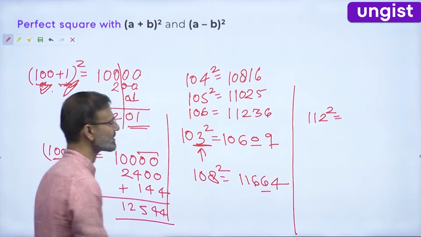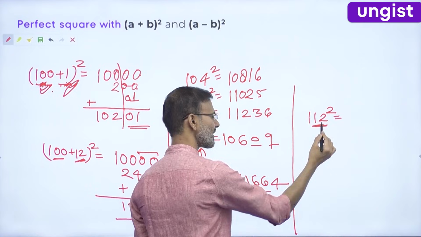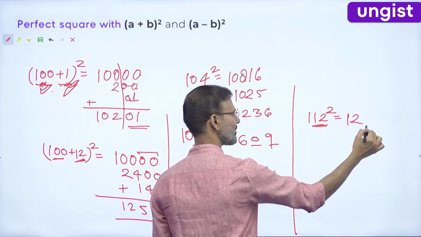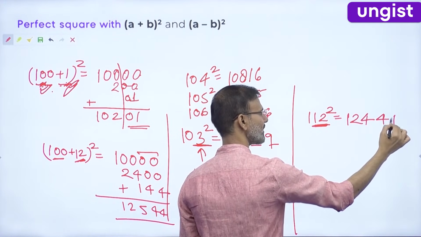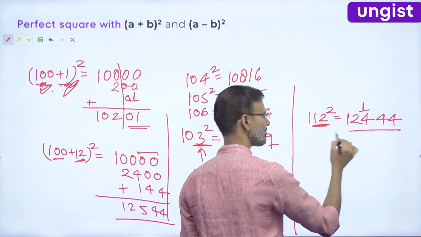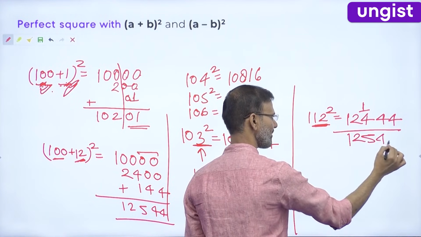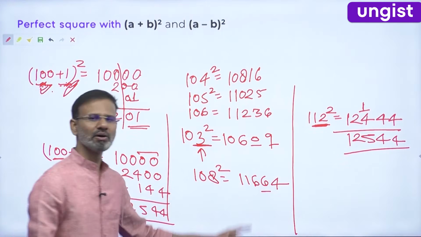What I'm trying to say is, this number is 12 more than 100. Add 12 to this number, this will become 124. And then the square of the deviation is 144. So 44 will be written here, and 1 will be added to this number. This will become 12544. Guys, any doubt?